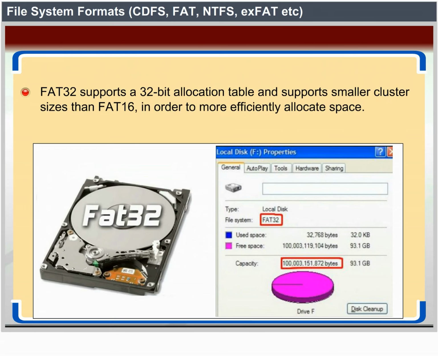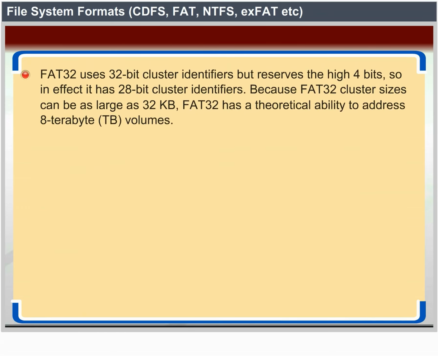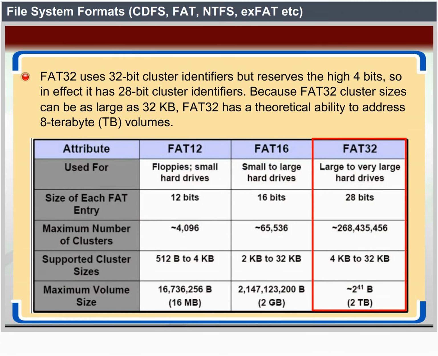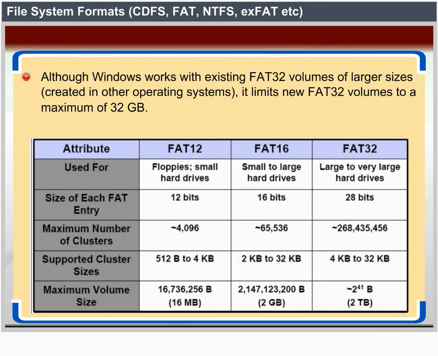FAT32 uses 32-bit cluster identifiers but reserves the high 4 bits, so in effect it has 28-bit cluster identifiers. Because FAT32 cluster sizes can be as large as 32 KB, FAT32 has a theoretical ability to address 8 terabyte (TB) volumes. Although Windows works with existing FAT32 volumes of larger sizes created in other operating systems, it limits new FAT32 volumes to a maximum of 32 GB.